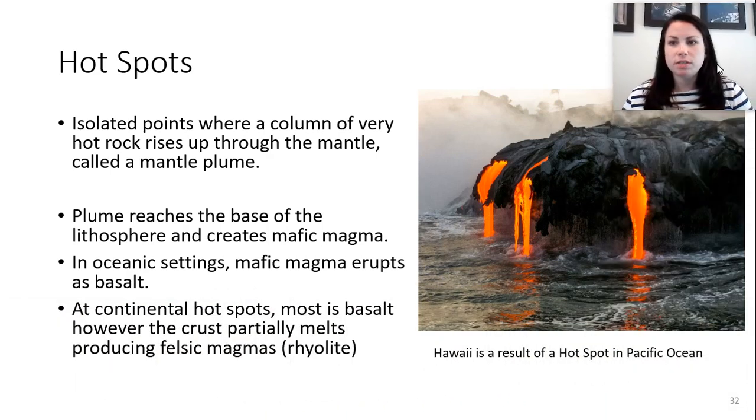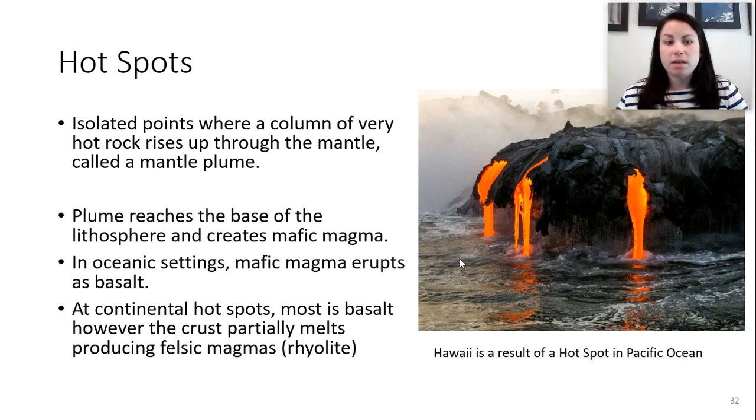And the plume reaches the base of the lithosphere to create this mafic magma. And in an oceanic setting like in Hawaii, usually this erupts as basalt. But we do see continental hotspots, and most of the time it's basalt. However, the crust partially melts and can produce felsic magmas as well. This would be an example of rhyolite. So the picture over here is the hotspots in Hawaii, and these are generally basaltic flows.